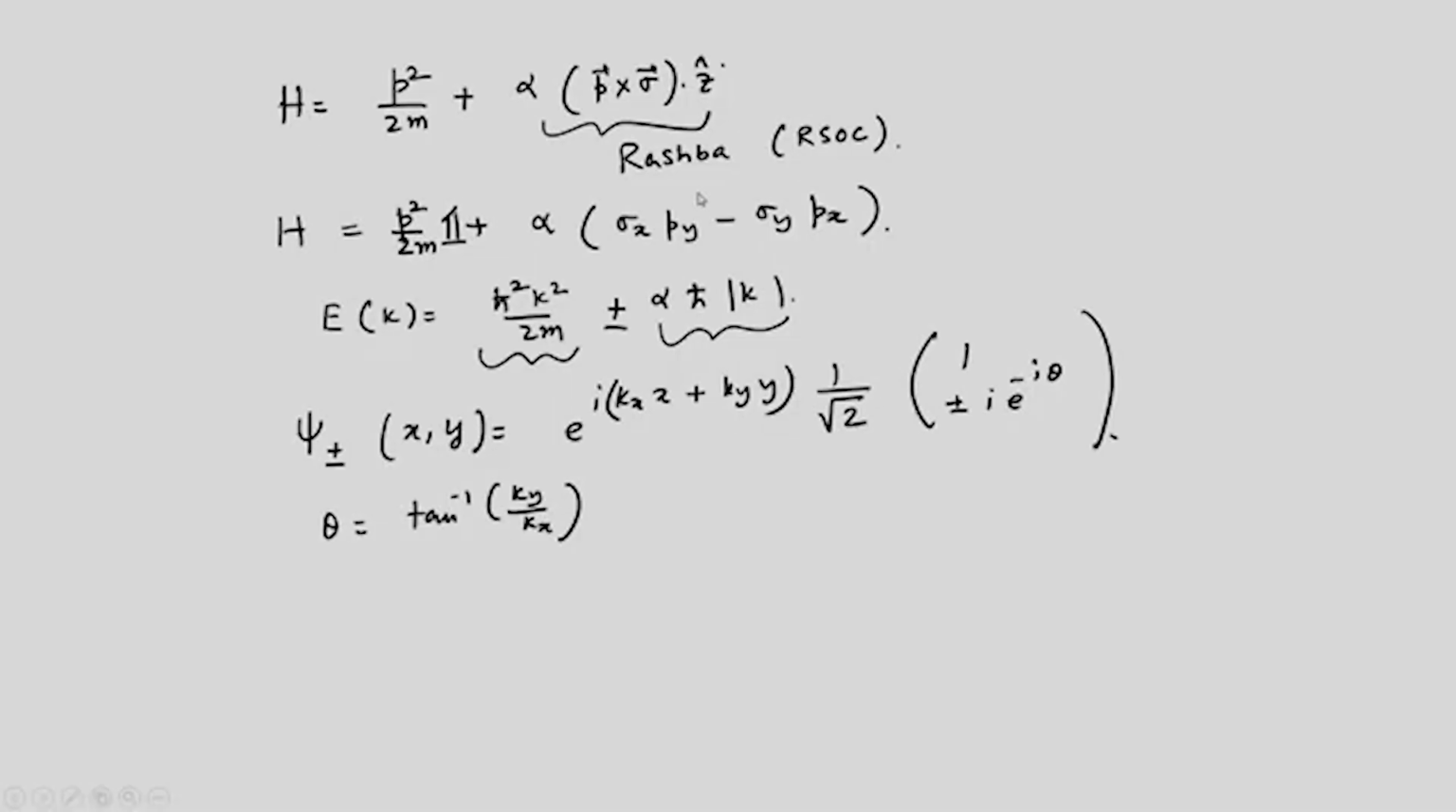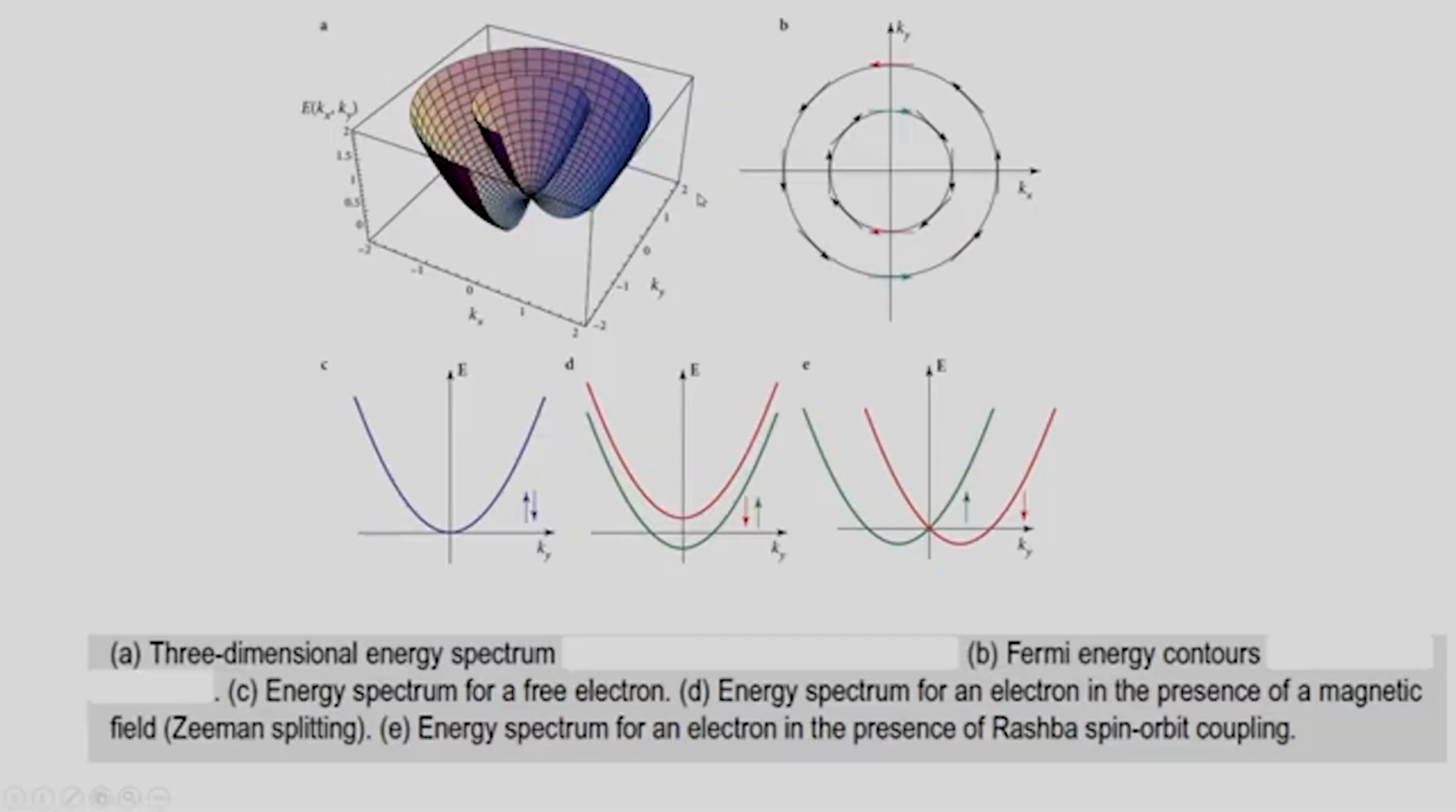All right. So, let me show you the plots for the energy here. This is the 3D plot of the energy, where kx and ky are plotted along these directions, and the energy is plotted in the z direction. You see that there are two cones, one engulfed into another, and they only touch at this point.